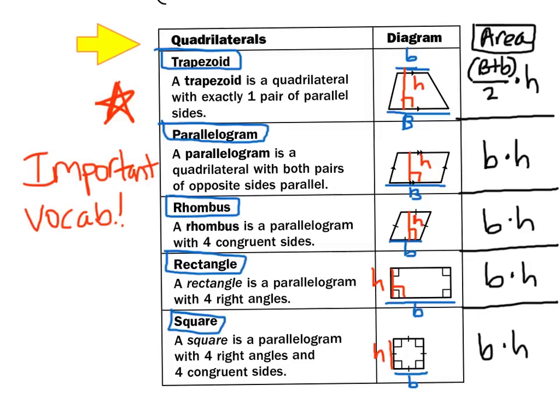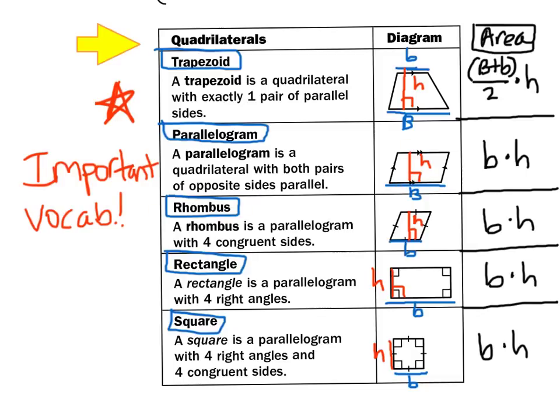Now a parallelogram is just like a rectangle leaning on its side. So both pairs of opposite sides are parallel. So the base is the same on the top and the bottom. The slanted sides are the same. The height has to touch the base at a right angle. It absolutely must. And so the area of a parallelogram is just base times height.